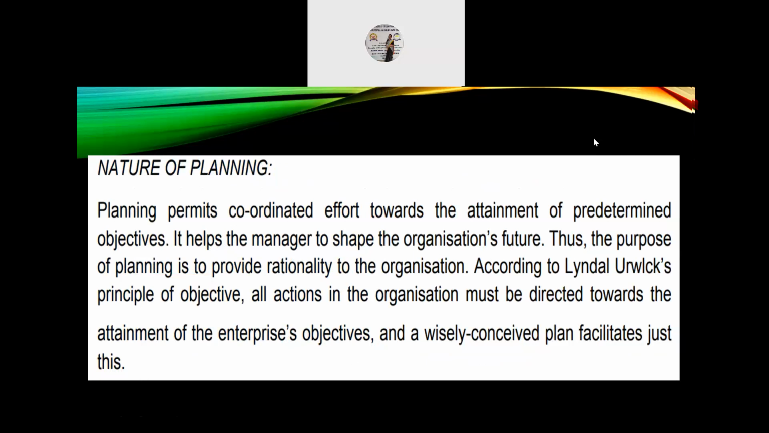Next topic, nature of planning. So, planning permits coordinated effort towards the attainment of predetermined objectives. It helps the manager to shape the organization's future. Thus, the purpose of planning is to provide rationality to the organization. According to the principle of objective, all actions in the organization must be directed towards the attainment of the enterprise's objectives, and a wisely conceived plan facilitates this.